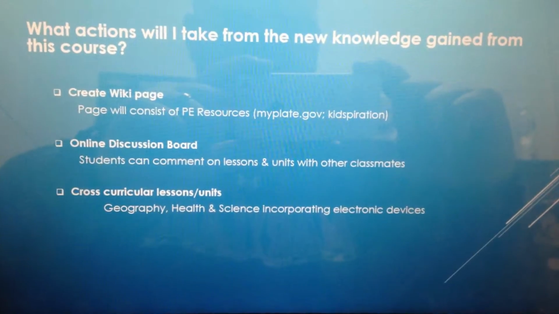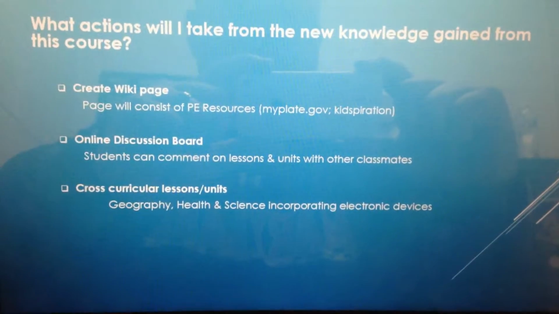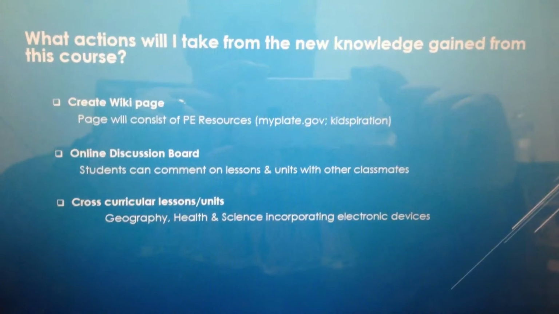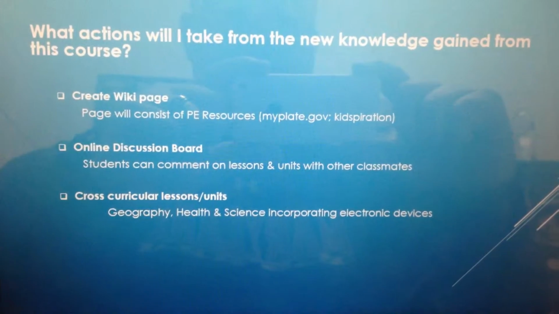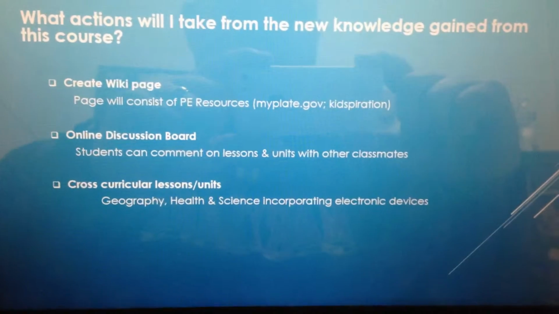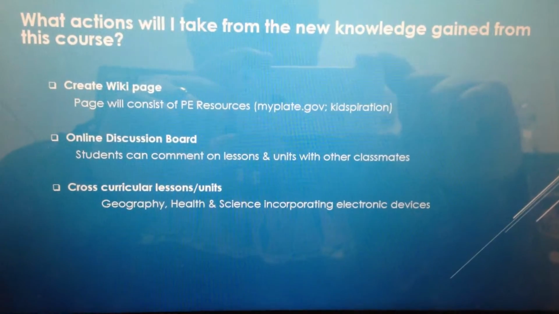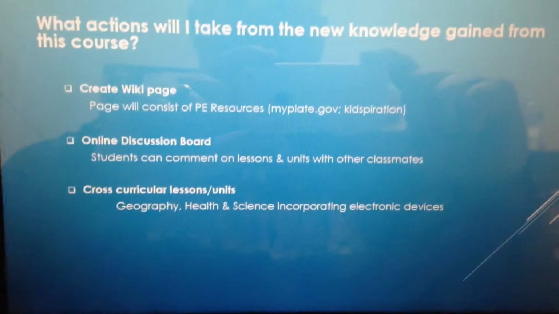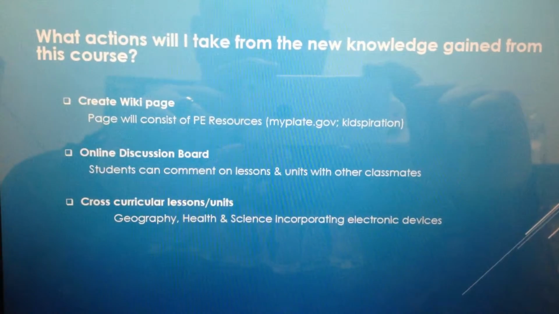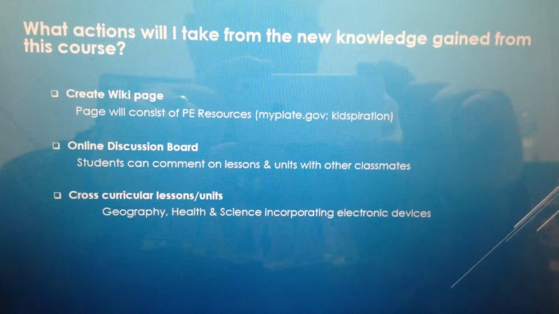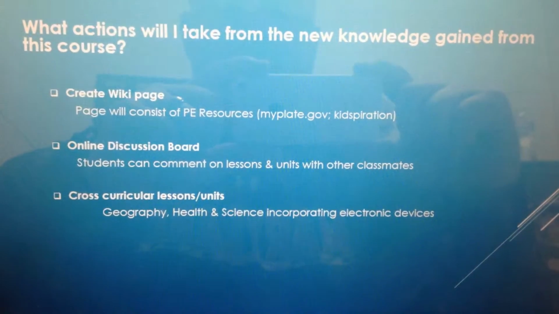Other websites that are interactive like Kidspiration and Inspiration, which talk about why it's important to be healthy, why it's important for health and fitness, and other resources as well, as I can do for fitness testing as part of that wiki page. The second thing I would like to do is an online discussion board where the students can comment on lessons and units with other classmates.